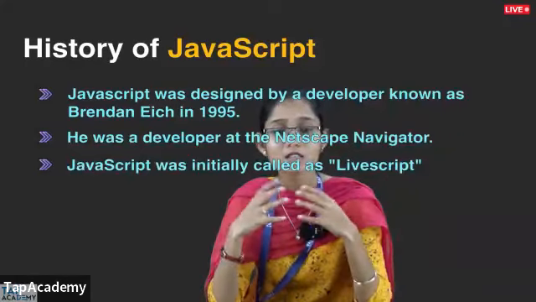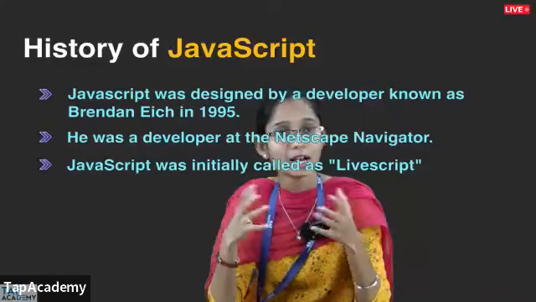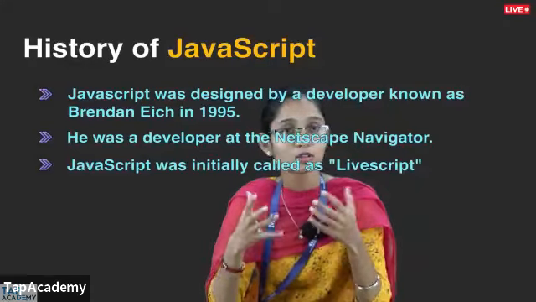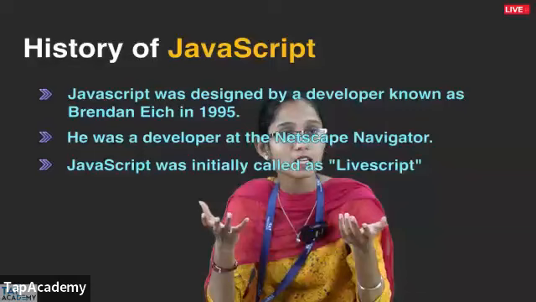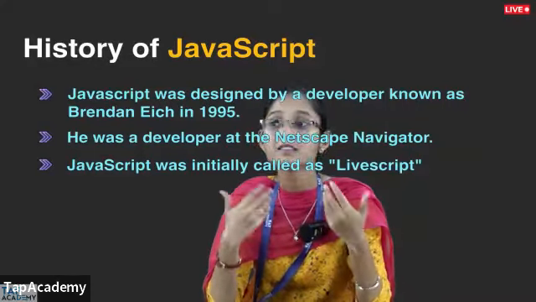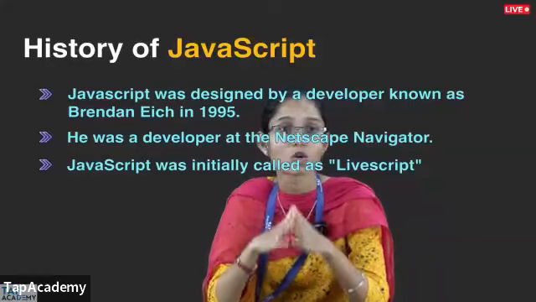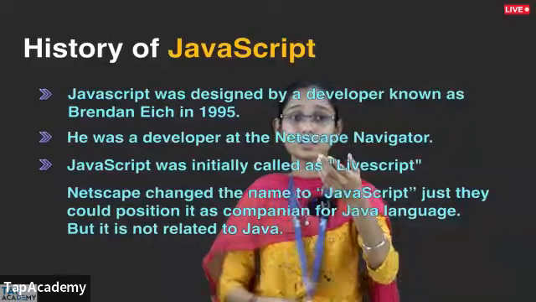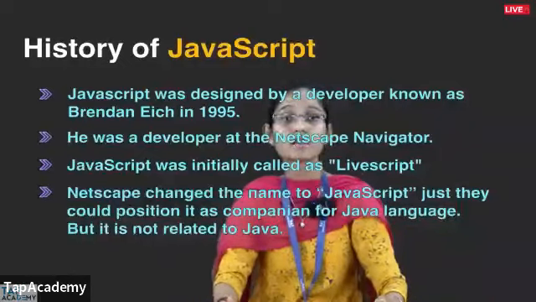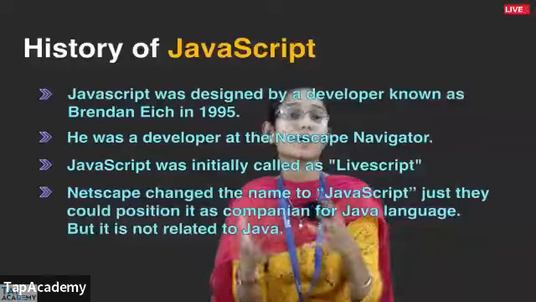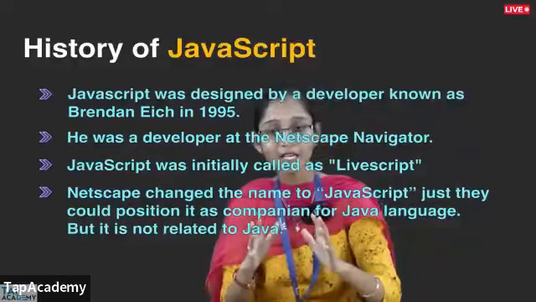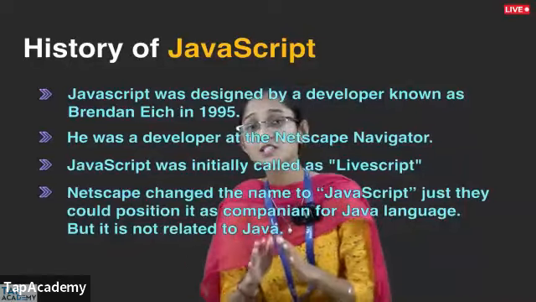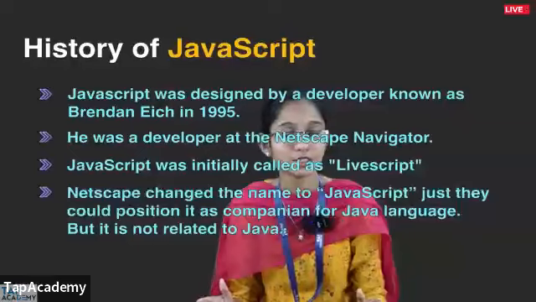But the operations they can perform are like how C, C++, and Java do. Languages are different, but if we talk about a function or a method, functionality-wise it is the same. The only difference is the syntax. That's all. They named it JavaScript just to make it a companion to Java, but actually Java and JavaScript are not related to each other.